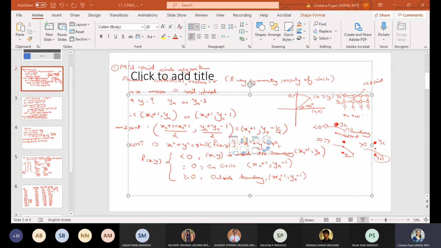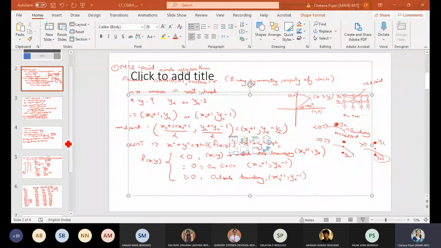In the circle midpoint algorithm, we considered the difference between those two and took the average, and then we started the calculation. Here it is a little bit different. So let's say this is our center point. If my center is 0, 0, that's our assumption.